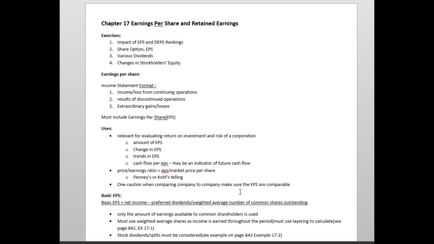This is an interesting chapter. It's short, but earnings per share is a very important number, so make sure you understand how this is used.